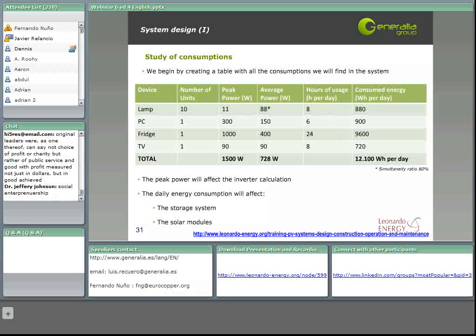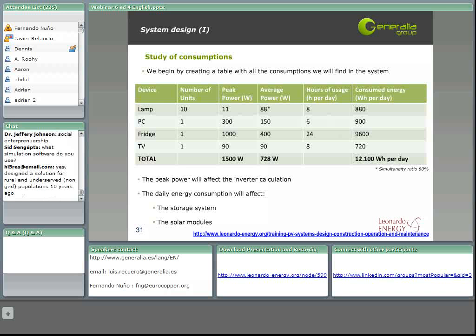So, for example, here we have taken a consumption from a typical house in a developing country, which will have 10 lamps, 1 personal computer, 1 fridge, and 1 television. They will be consuming 12,100 watt hours each day, and they do have a peak power of 1,500 watts and an average power of 728 watts.